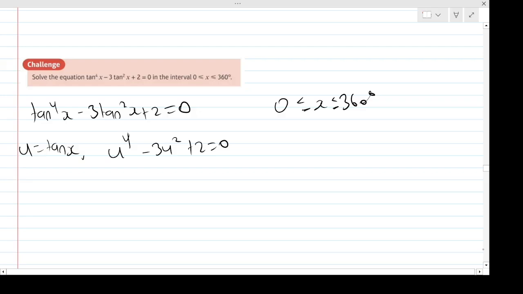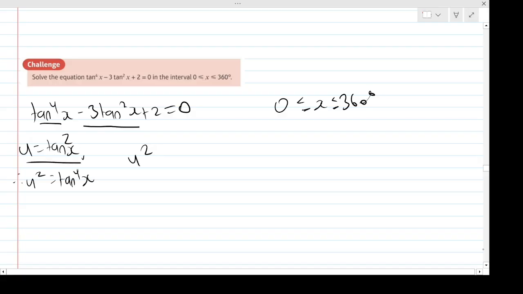what if I said instead that u is tan squared x? If I said u is tan squared x instead, then this equation would become, well, tan to the 4 would be tan squared squared. So if u is tan squared, then u squared would be tan to the 4 x. Hopefully you can see that. So then it becomes u squared minus 3 tan squared, which would be minus 3u, and then plus 2 equals 0. Now that is an actual proper quadratic, right?